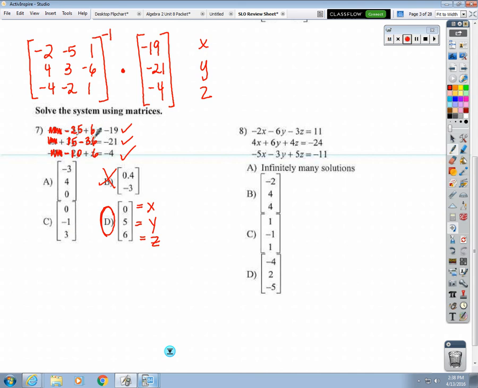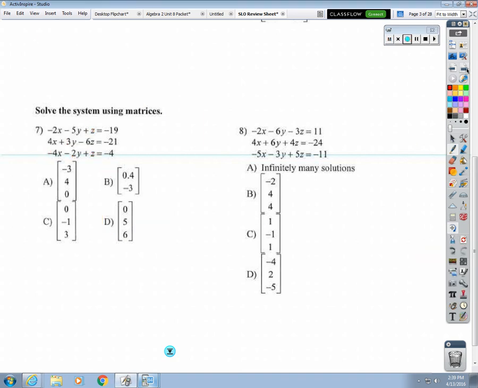Or you might want to start one equation at a time. Like plug in negative 3 there, 4 there, 0 there. If it's not negative 19, there's no need to even try the other two. Move to the next one. Does that make sense?